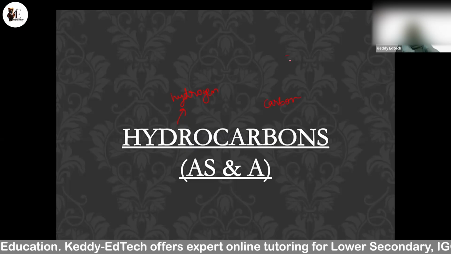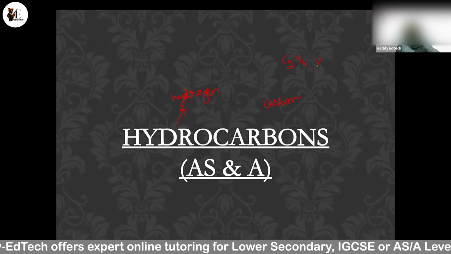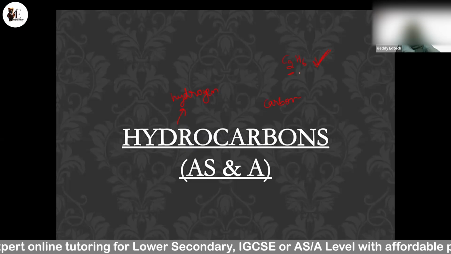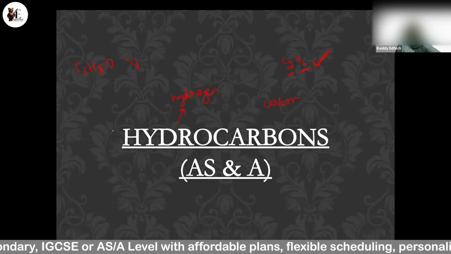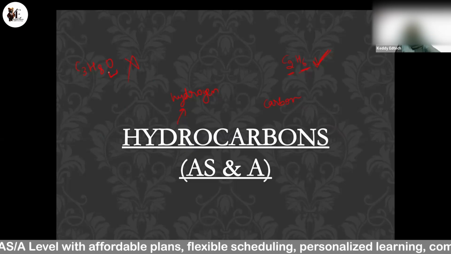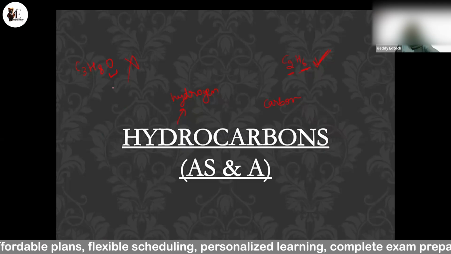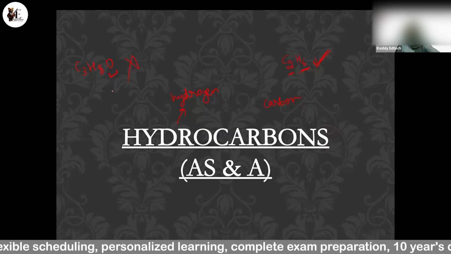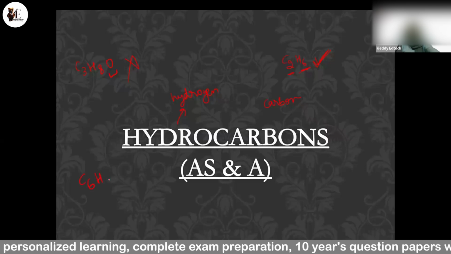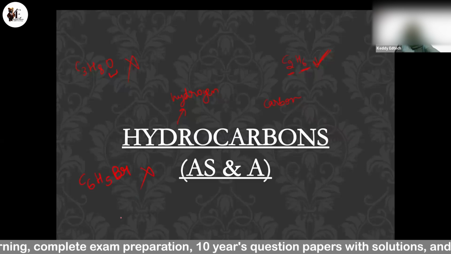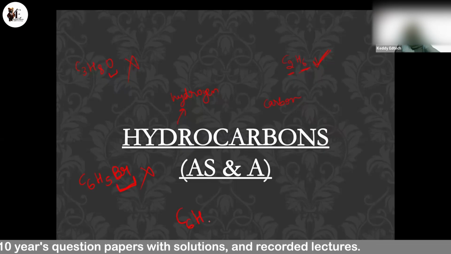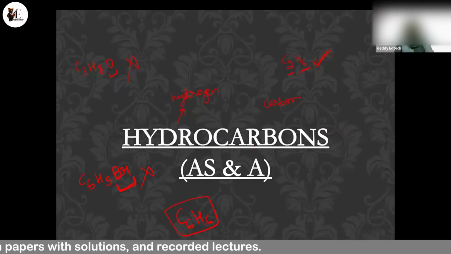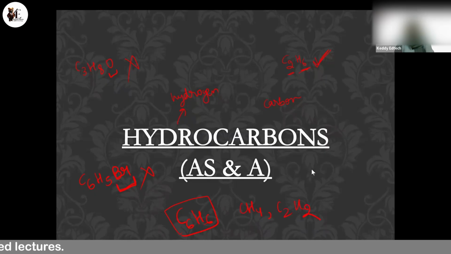For example, if I write C2H6, is it a hydrocarbon? Yes, it is a hydrocarbon because it is composed of carbon and hydrogens. But if I say C3H8O, is it a hydrocarbon? No, it is not, because here an oxygen atom is added. Hydrocarbons are organic compounds in which only hydrogen and carbon are present. No other element should be there. If I write C6H5Br, is it a hydrocarbon? No, because bromine is present here. So a hydrocarbon is an organic compound which contains only carbon and hydrogen. C6H6, CH4, C2H6, C2H2, all these are hydrocarbons.